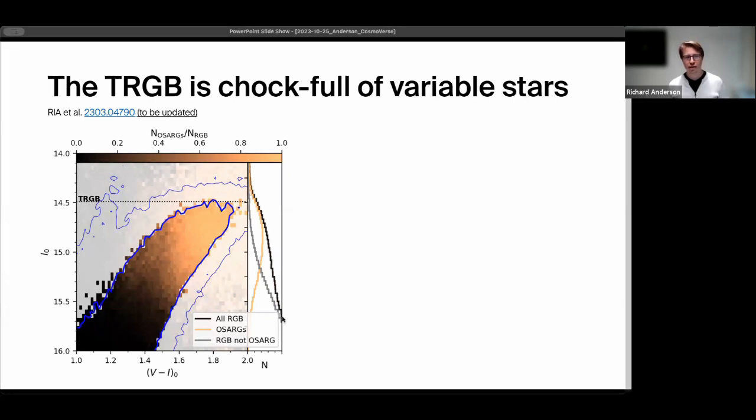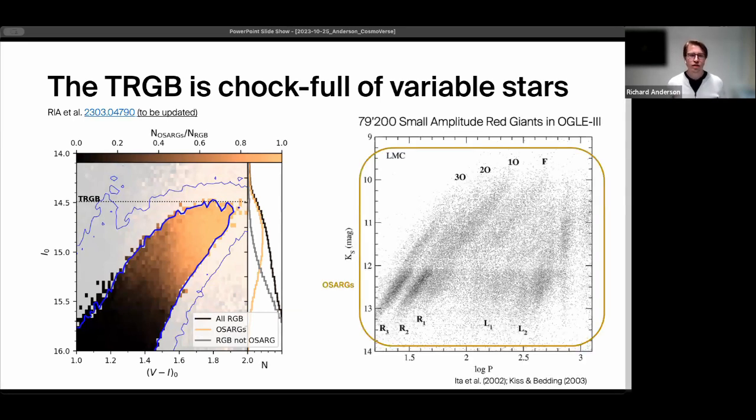Here, the black line is all the stars. The orangish line here is the OSARGs. These are the small amplitude red giant stars, and you see how it goes to 100% really at the tip of the red giant branch. And then the gray line is just the stars that are not OSARGs in this magnitude range. So this already was quite surprising.